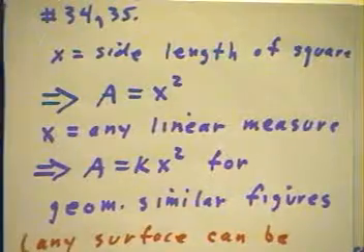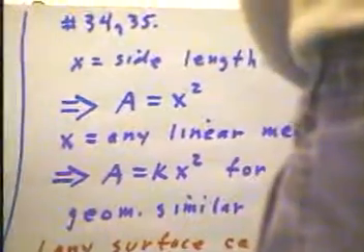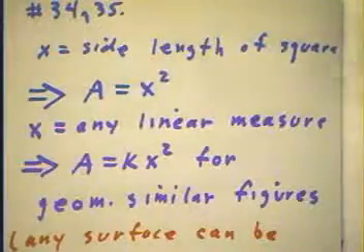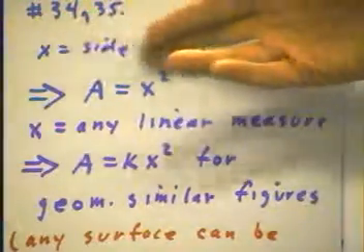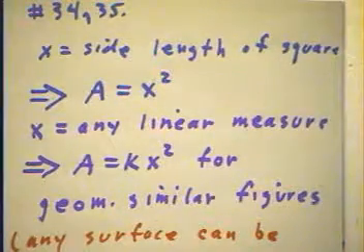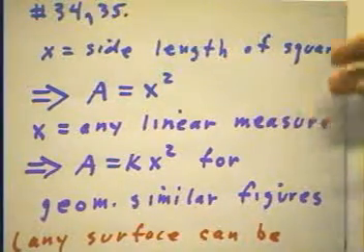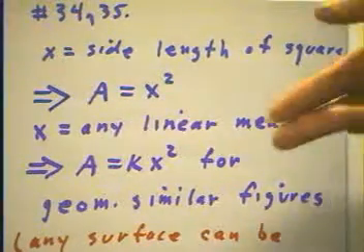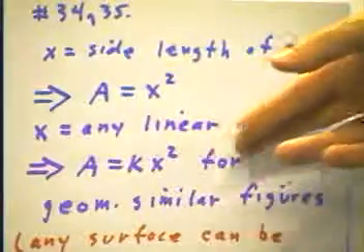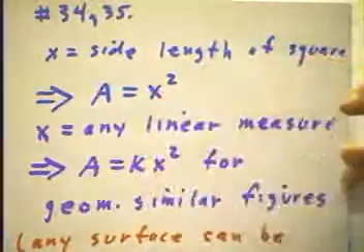Numbers 34 and 35 concern proportionalities, specifically geometric proportionalities involved with squares and cubes and areas and volumes. If x is the length of a side of a square, then the area of the square is a equals x squared, obviously. If x is any linear measure, for example the diagonal or the perimeter, then a equals kx squared. Okay, and this holds for any geometrically similar figures.